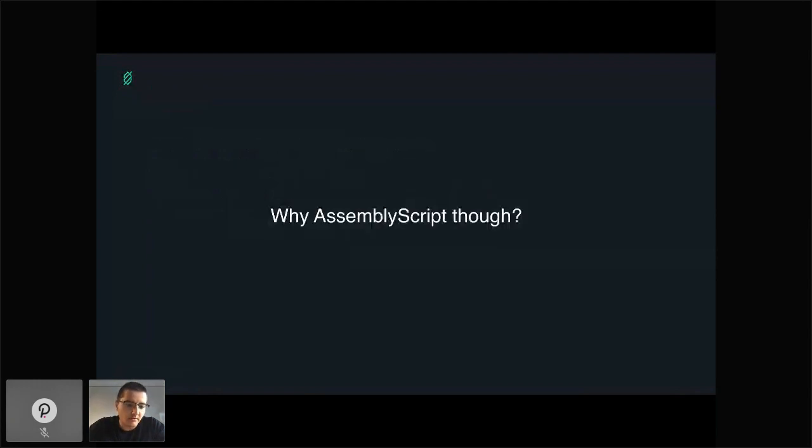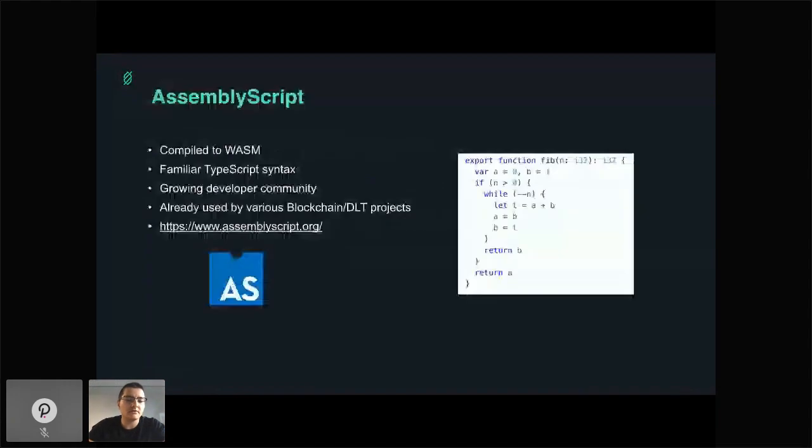Some of you may think, why AssemblyScript though? There are various reasons that the Web3 Foundation and Limechain chose to go with AssemblyScript. The first one, obviously, is that being able to be compiled down to WebAssembly was a must for Substrate runtimes. The other reason is that AssemblyScript has a syntax very similar to TypeScript.